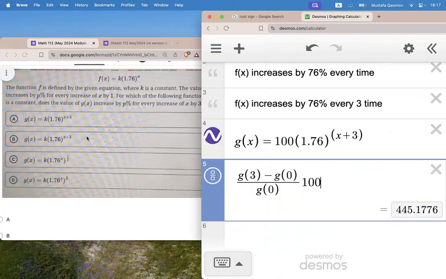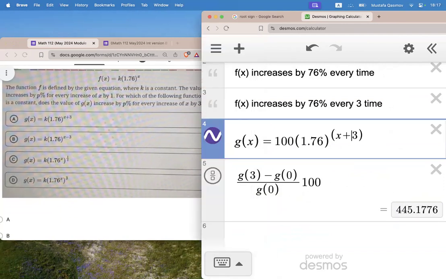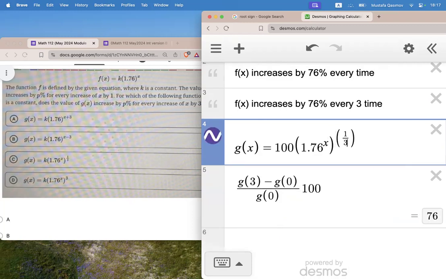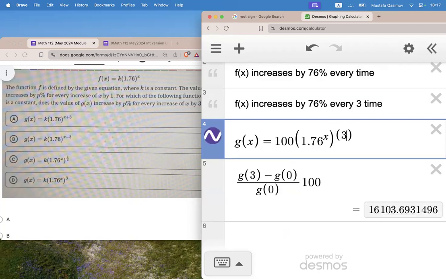It is not correct. Let's select the second one. So you can see that it's also the same, it's not correct. Let's select C and D. So you can see that C is the correct answer, and for D, it is not correct.